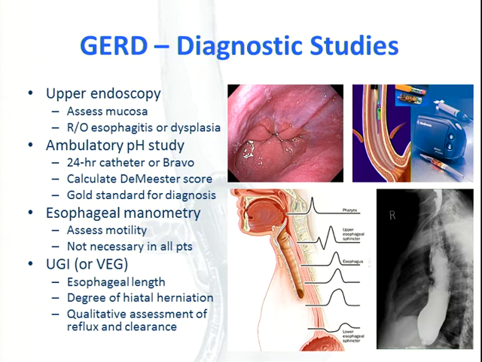Esophageal manometry is very important for assessing esophageal motility. This is important, especially when patients have dysphagia as one of their main complaints. But generally, there's been a push towards not getting that, and it's not necessary in all patients. And also important is an upper GI or barium swallow.